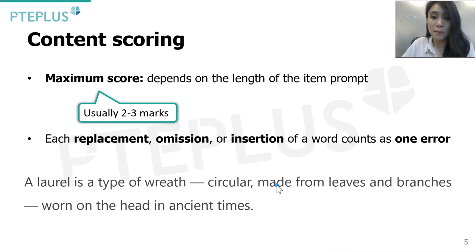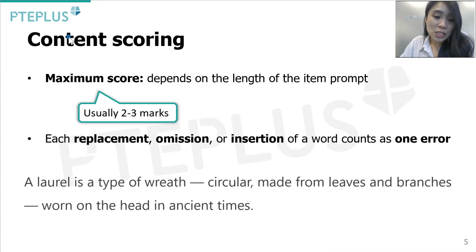Okay, so for example, if I said made from the leaves, right? I added in a the that actually isn't there. That's an insertion. And each of these count as 1 error. Now, 1 error doesn't mean 1 whole mark. Okay, it is in proportion to the piece of text. So if it is a long passage and you're making a few errors, you can still receive 1 to 2 marks in content still.